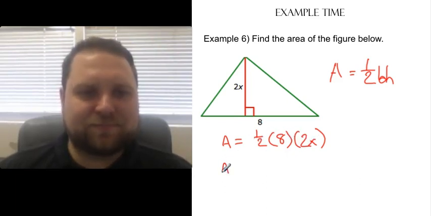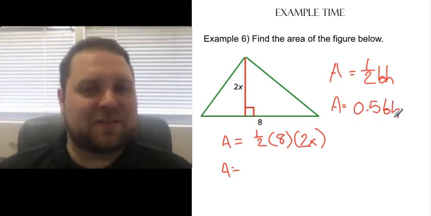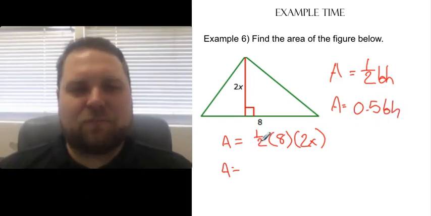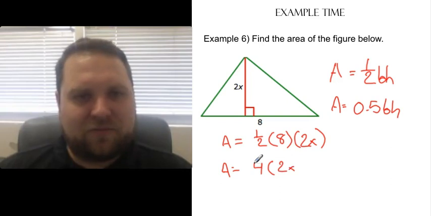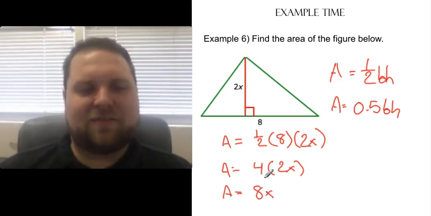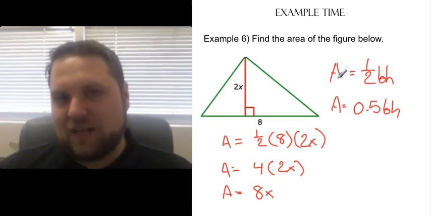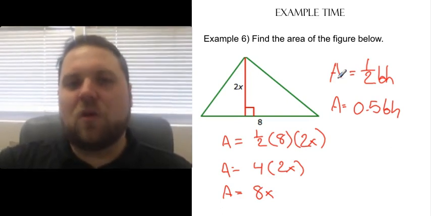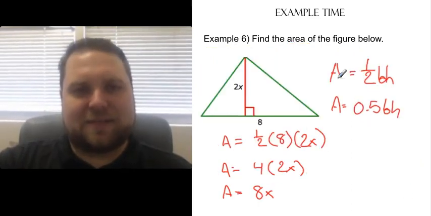1/2 times 8. And by the way, if it's easier for your calculating, 1/2 is the same as 0.5. So if you like that better, you can also use 0.5 base times height. 1/2, 0.5, whichever one you want, times 8 is going to be 4. And 4 times 2x, we multiply the coefficients. 8, there's only one variable, so this is 8x for the area. So remember, if you're asked for area, there's really only two cases I'm going to give you. A triangle, in which case it's 1/2 base times height, or I could give you a parallelogram, in which case the area is base times height.